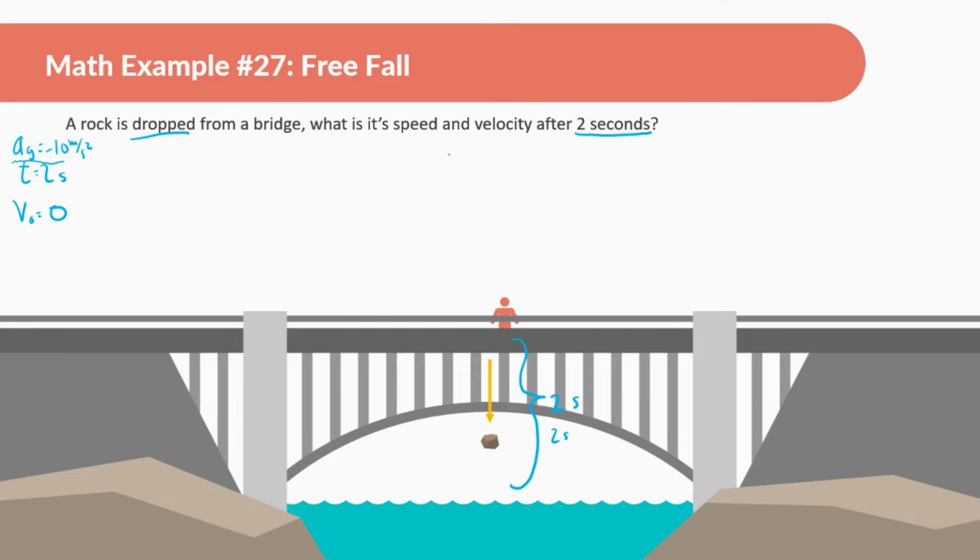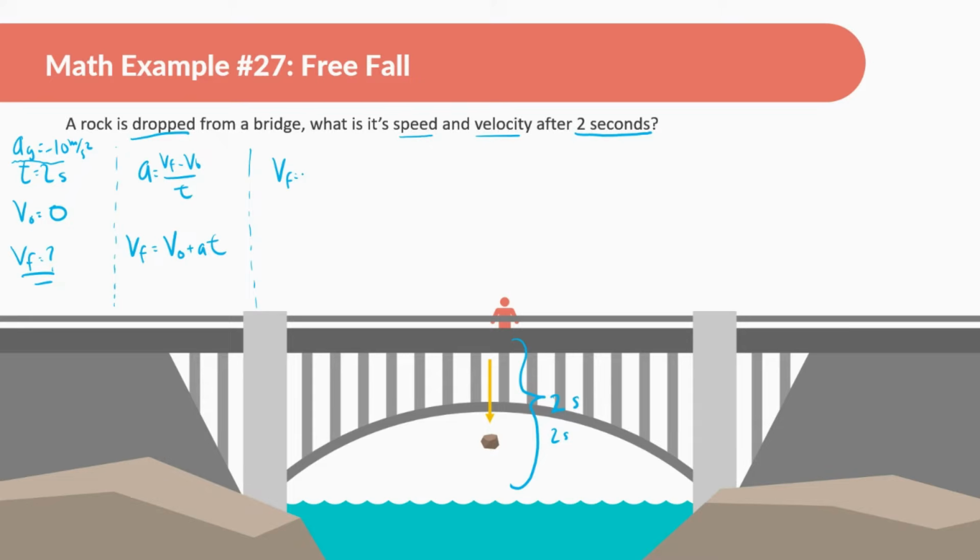So what is its speed and velocity after 2 seconds? I'm going to just do velocity final. That's what we're looking for. Next, let's look at the acceleration formula. Acceleration is equal to v final minus v initial divided by time. We're looking for v final in this instance, so we can manipulate it. v final is equal to v initial plus acceleration times time. Now let's plug that in.